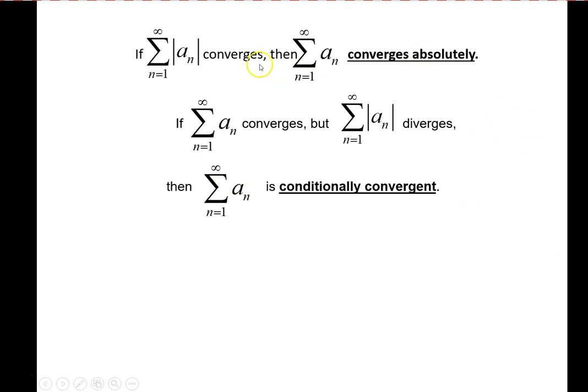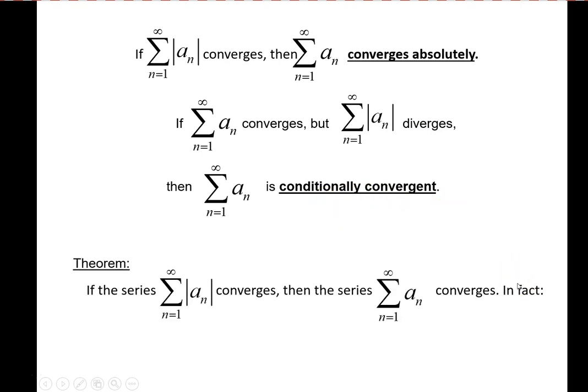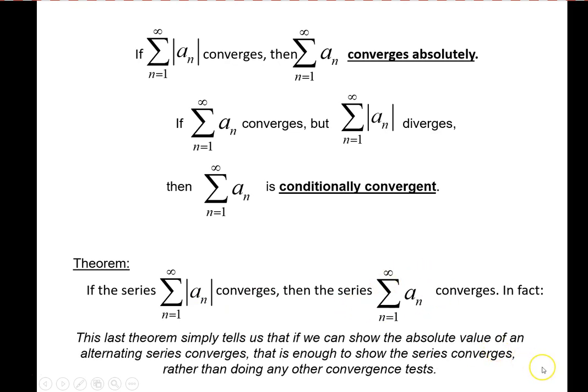So the first statement there, the absolute convergence statement, that's the second example I just showed you. The conditionally convergent statement, that's the first example I just showed you with the harmonic series. If the absolute value of the series converges, then the series itself that's alternating will also converge. This theorem simply tells us that if we can show the absolute value of an alternating series converges, then that's good enough to show that the alternating series also converges.